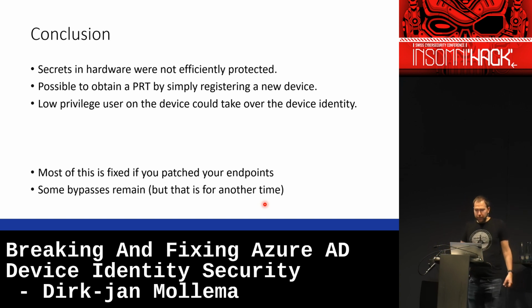So to conclude, the secrets in hardware were not very efficiently protected. Basically, you could just pre-calculate whatever you needed without needing to dump anything from the TPM. You could obtain a PRT by simply registering a device. A low privilege user on the device could take over the device identity, and you could do all that using some single sign-on magic. So this should be all fixed if you patch your endpoints. And of course, the cloud is already patched for you. Doesn't mean that there are no bypasses for this.